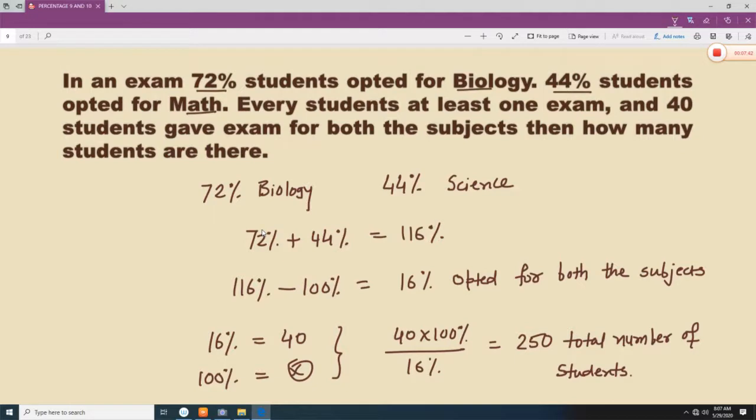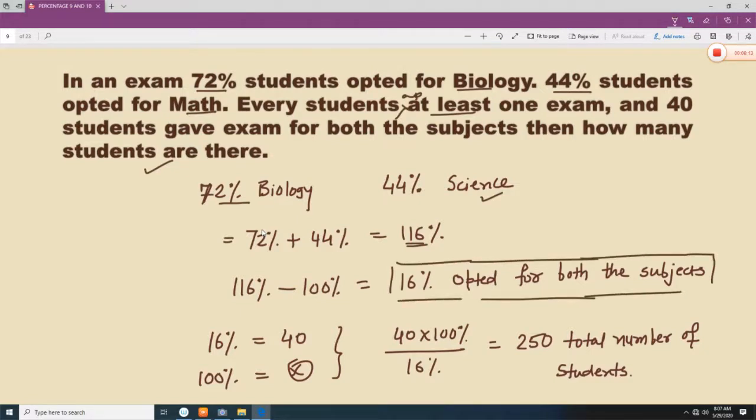In an exam, 72% students opted for biology, 44% students opted for maths. Every student appeared at least in one exam, and 40 students gave exam for both the subjects. Then how many students are there? So from the information given, 72% opted for biology, 44% of the students opted for maths. When I put together, it is 116%, and the total number is always 100%. So additional 16% are the students who have opted for both the subjects.